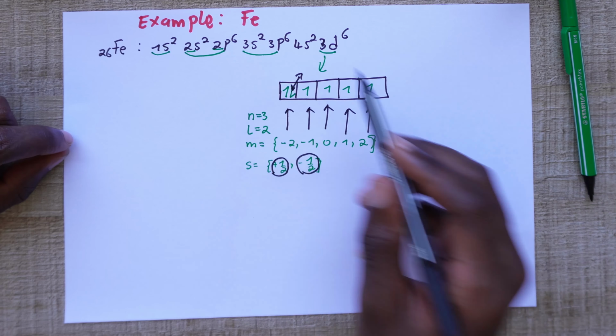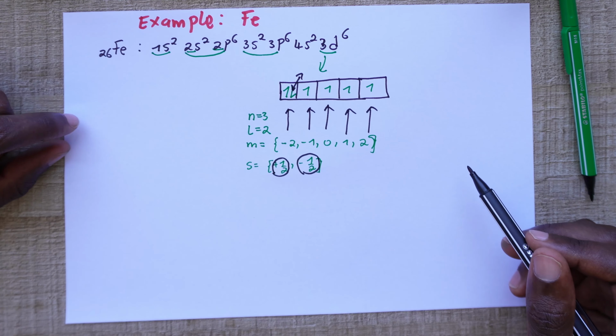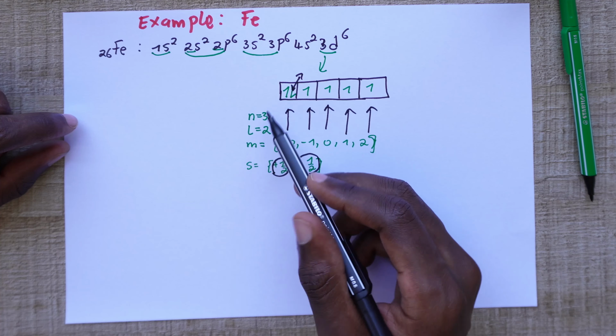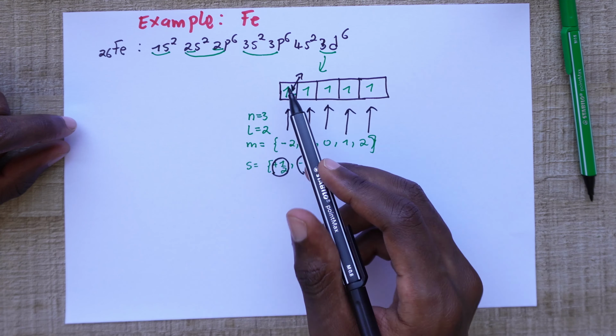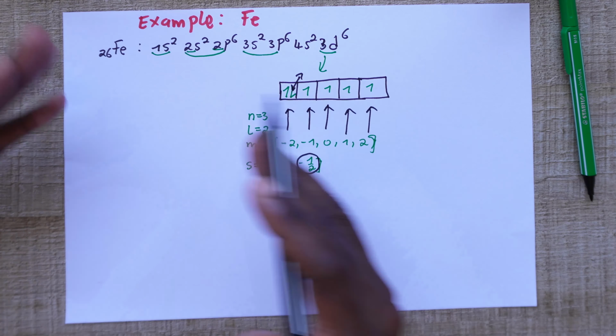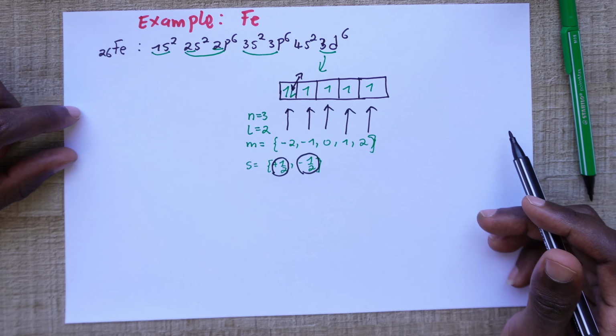Okay, so this was just to illustrate with a more concrete example how the different quantum numbers relate and what they imply for electrons in various subshells or orbitals.